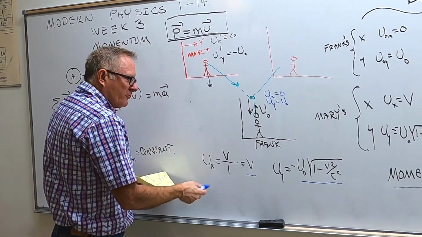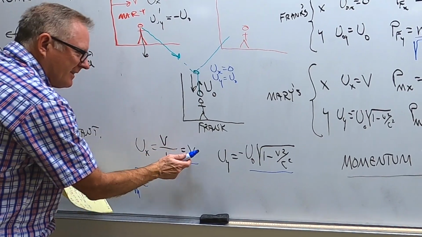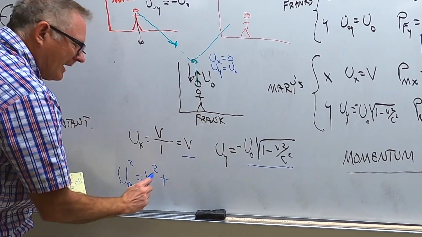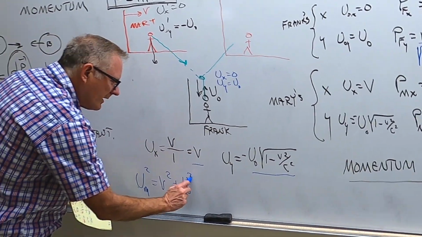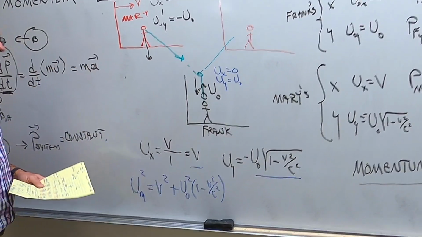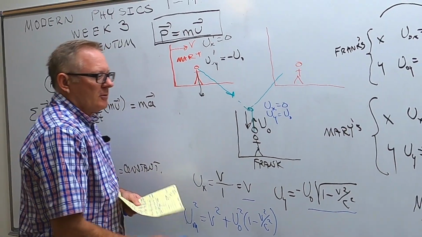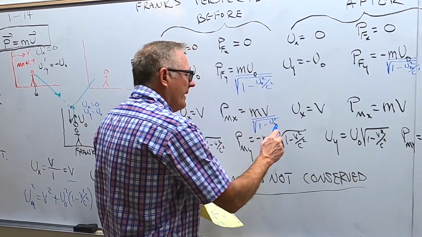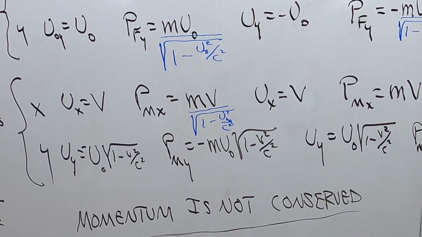So the speed we have to put down below, u Mary squared, is actually this squared plus that squared. It's v squared plus this squared. Well, if I square that, that's u naught squared times 1 minus v squared over c squared. So that's what I'm going to have to plug in, because it's the x squared plus the y squared. Okay, so I'm going to leave it as just u Mary squared over c squared. But that's what u Mary squared is.